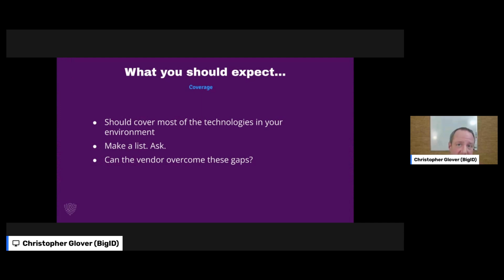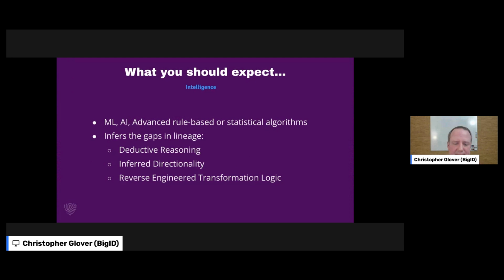In that set, there's going to be a set of gaps. Ask the vendor how they can overcome these gaps. What technologies do they have to help you overcome these gaps in the lineage, because they don't support every bit of technology in your environment. Look for intelligence in the products, or build intelligence into the products that you have.